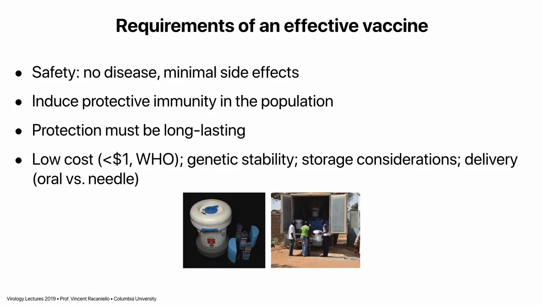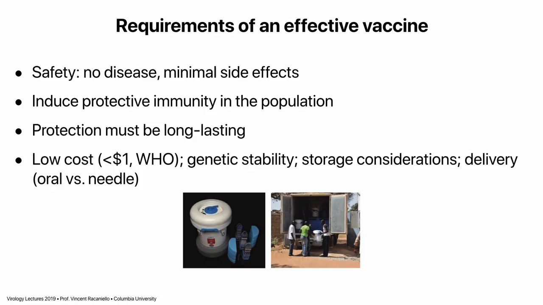It has to be long-lasting. It has to induce memory. One of the problems with the current flu vaccines is the memory is poor. We're trying to fix that. And it has to be cheap. WHO wants it to be cheap so the vaccine can be distributed throughout the world. You know, the HPV vaccine, human papillomavirus vaccine, it's a great vaccine. It prevents cancer. It's $150. People in this country can't even afford it. So this is a big problem getting it to the rest of the world. It has to be genetically stable. We'll see the implications of that today.